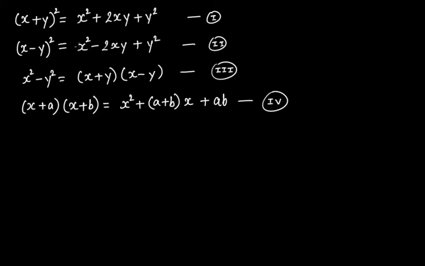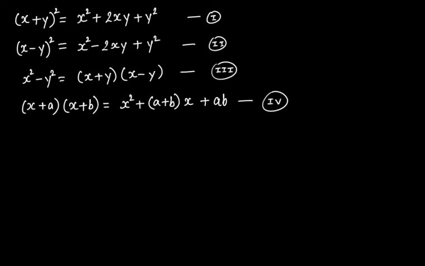We are already familiar with these four algebraic identities because we have studied this in our grade 8 mathematics, right? So the first one was (x + y)² = x² + 2xy + y². The next one that we studied is (x − y)² = x² − 2xy + y². Then x² − y² = (x + y)(x − y). And then (x + a)(x + b) = x² + (a + b)x + ab. Okay, so you should know all these four algebraic identities, and we have solved many problems based on this.